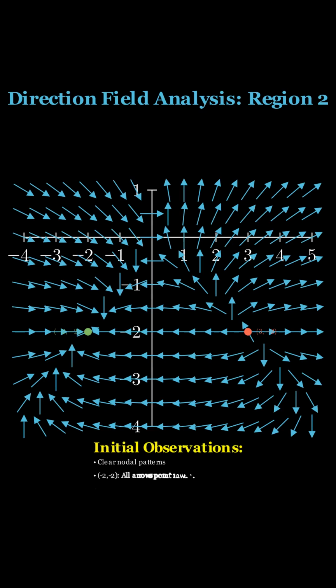In this region, we see two very different patterns. Near -2, -2, all arrows point directly toward the point, while near 3, -2, all arrows point away from the point.